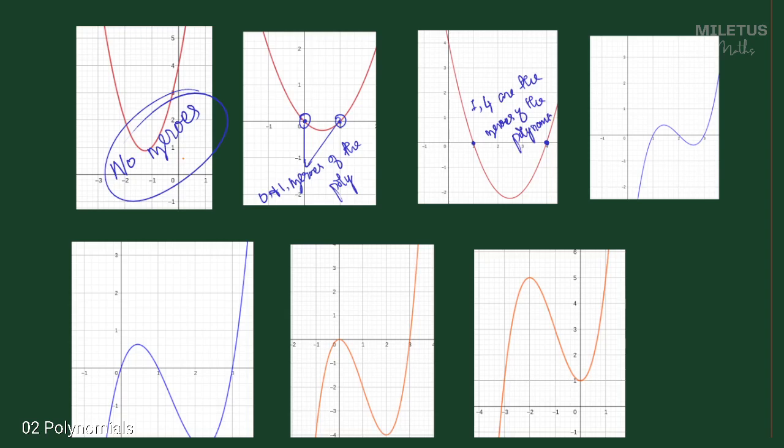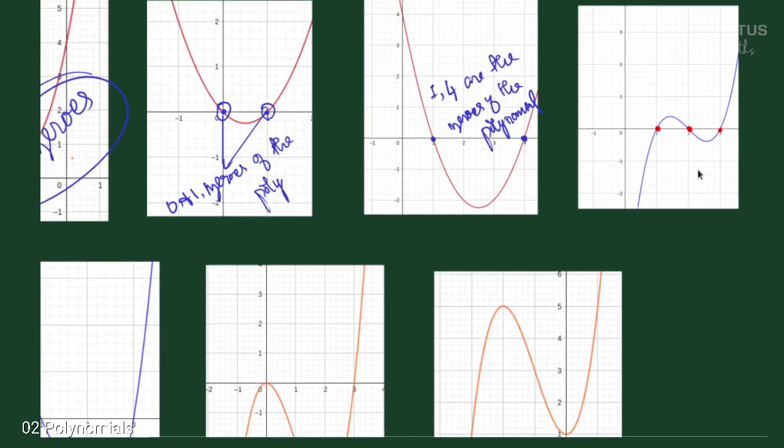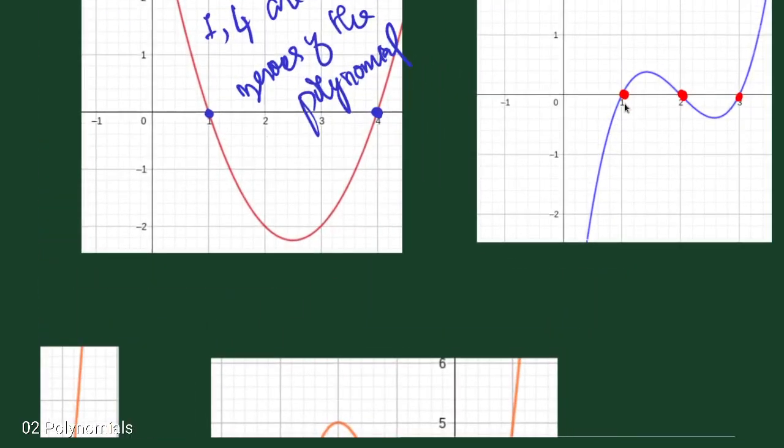Okay, fine. Now what about this graph? This graph intersects the x-axis at this place, as well as at this place. If you want me to zoom in a bit, you see that at 1, at 2, as well as at 3, the graph is intersecting. These are the zeros of the polynomial. That means 1, 2, and 3 are the zeros of the polynomial. Okay, fine.